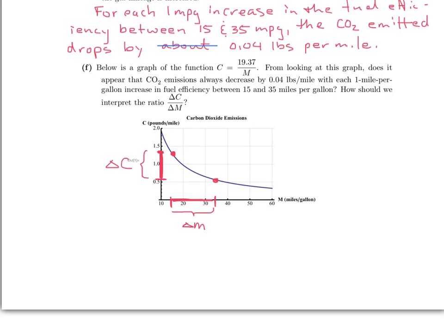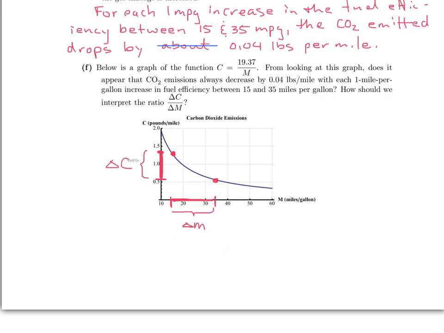Well, how did we calculate the ratio in the first place? We took the total decrease in emissions, delta C, and we divided it evenly among the 20 extra miles that we can drive on a gallon of gasoline by switching cars. If we do this, what we get is the average drop in the emissions for each 1 mile increase in our fuel efficiency. So we should go back to our practical interpretation above and make a change.